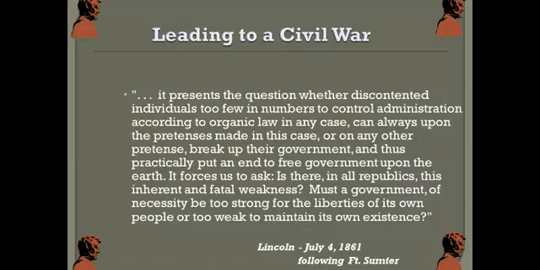It forces us to ask, is there, in all republics, this inherent and fatal weakness? Must a government of necessity be too strong for the liberties of its own people, or too weak to maintain its own existence? So this was a central question that Lincoln explored. His goal was to preserve the Union, not to free the slaves, and we will explore this in greater detail as we move forward.